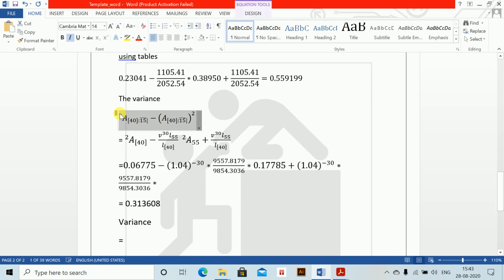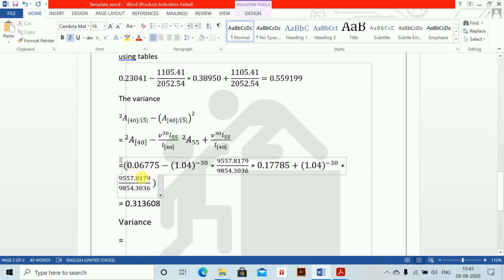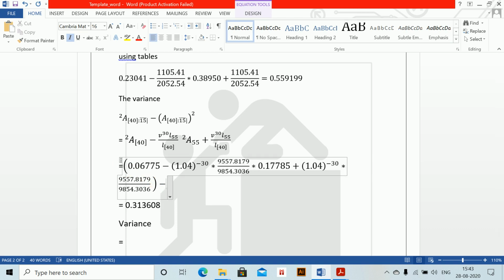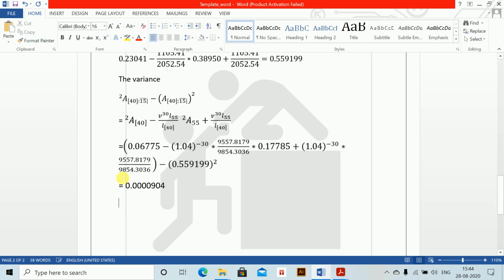Therefore the variance is equal to this value, this whole thing put into one bracket, minus 0.559199 to the power 2. So this calculates to 0.000904. Okay, no need to write again because we continued in the same equation. Thank you.